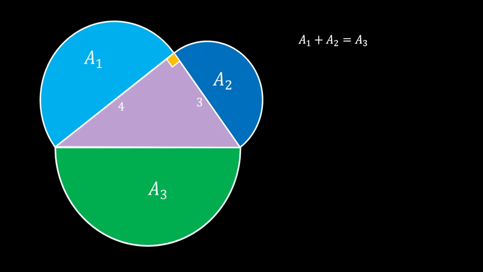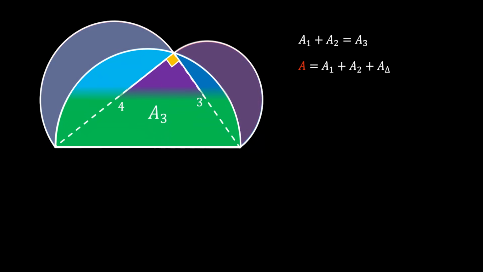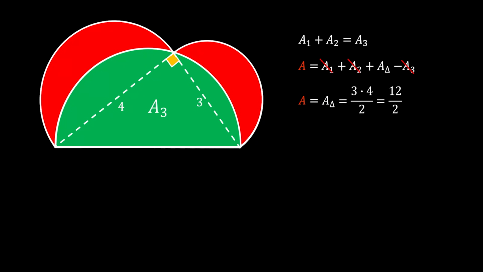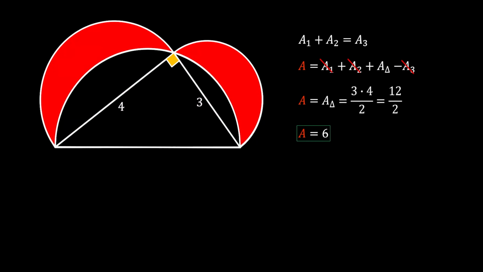We can also label the area of our right angle triangle, and from this we can say that our wanted area is equal to the sum of the areas A1, A2 and the area of the triangle, minus the area of the semicircle which is erected from the hypotenuse of our triangle, and we have labeled this one as A3. Now, since A1 plus A2 equals A3, we can cancel those values, and we get that our wanted area is equal to the area of the right-angled triangle, and of course, that value is equal to 6 squared units in this particular problem.